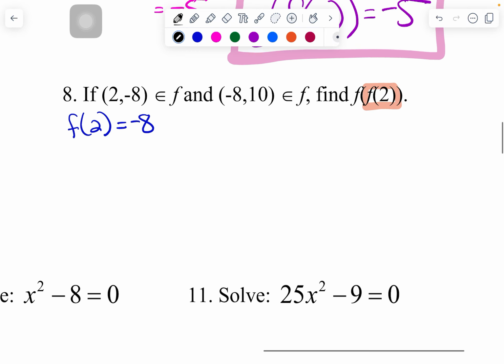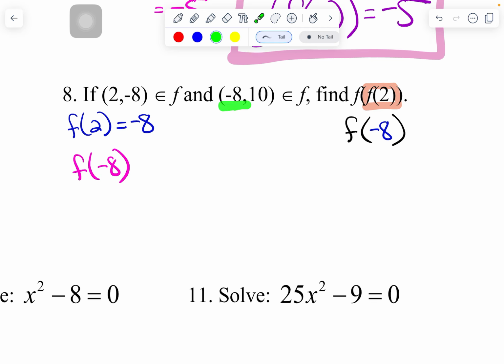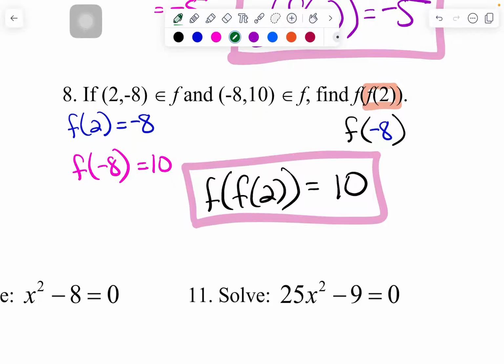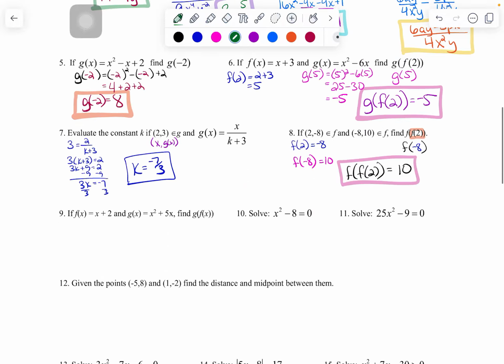Okay. So then we've got f of, well, we're going to replace f of 2 with negative 8. Okay, and then I want to figure out what f of negative 8 is. So in my other ordered pair, right, I've got negative 8 and then 10. So when x is equal to negative 8, the function is equal to 10. So, this is kind of a weird little situation going on here. But f of f of 2 is equal to 10. Okay, grab a highlighter. I just want to highlight this so I have an answer. There we go. Okay, next question.